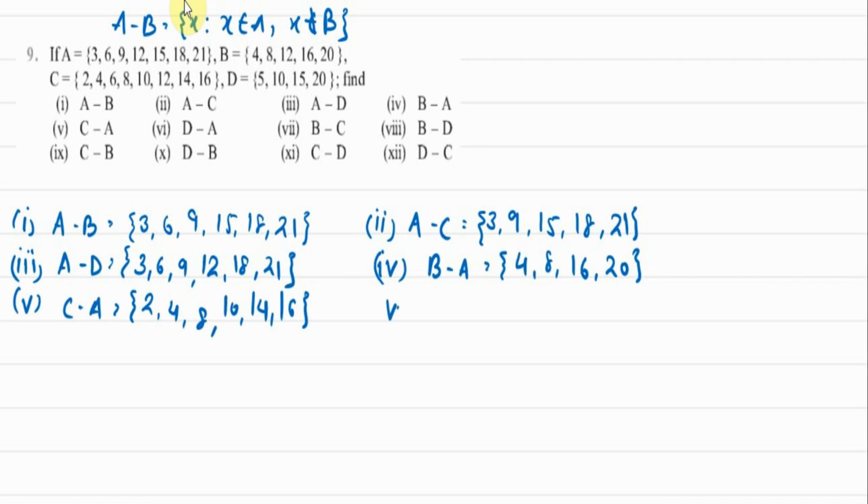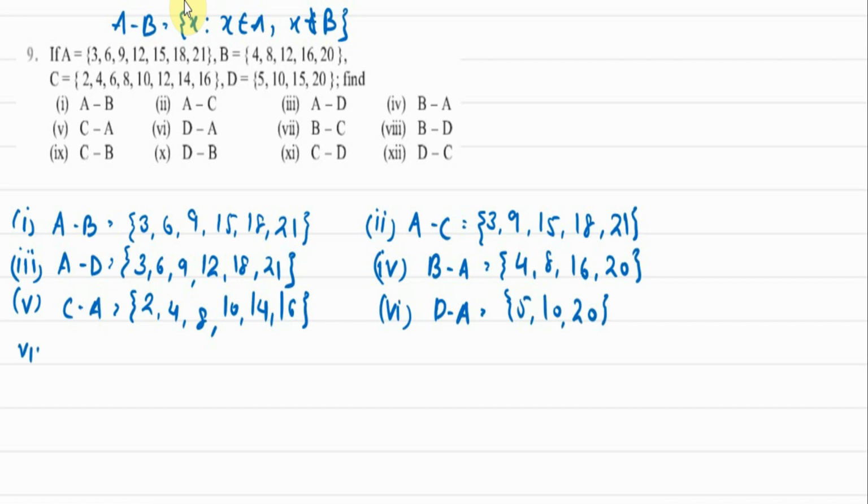Next we have part 6, which says find out D minus A. That means we will write down all the elements present in set D which are not present in set A. So elements present in set D not present in set A are 5, 10 and 20. We cannot write 15 because 15 is also present in set A. So D minus A will be 5, 10 and 20.